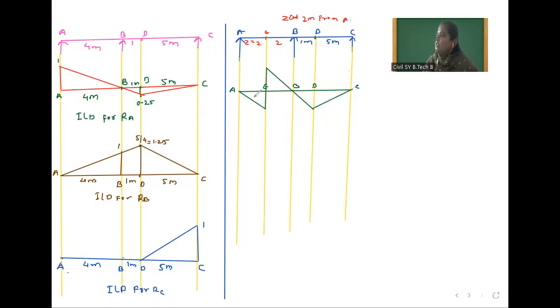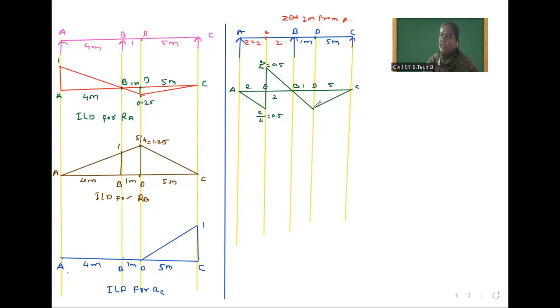So here the distance is Z by L. This distance is 2 meter. This is also 2 meter. This distance is 1 meter and this distance is 5 meter. So here Z by L is 2 divided by 4, which is equal to 0.5. And here also 2 divided by 4, which is equal to 0.5.